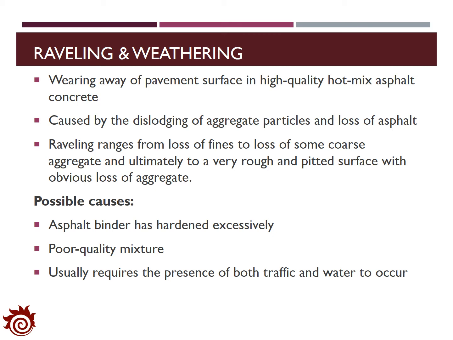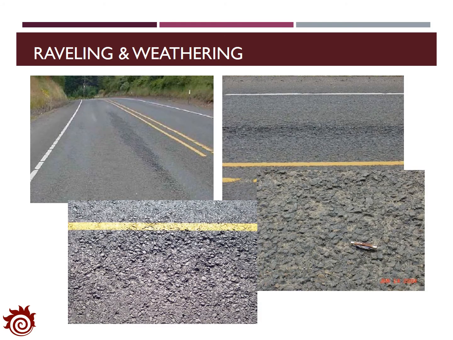There are some possible causes of raveling, including excessive hardening of asphalt binder, poor quality mixture, and it's also highly related to the presence of both traffic and weather on the pavement. Here are some examples of raveling and weathering. When you check the details of the road surface, you will observe some erosion on the surface, which will make the pavement less smooth, and it will reduce the riding experience of vehicles on the road.